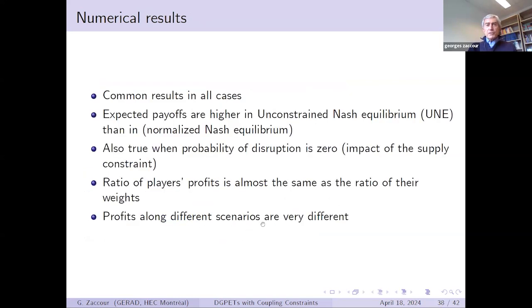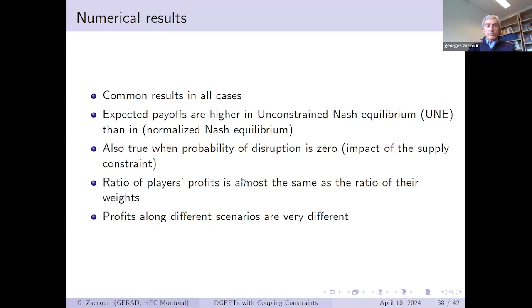I will present the results in a very qualitative way. First of all, the expected payoffs that we obtain under the unconstrained Nash equilibrium are, of course, higher than in the case where we have normalized Nash equilibrium. And this is in all cases. By adding this coupling constraint, players cannot improve their fate.